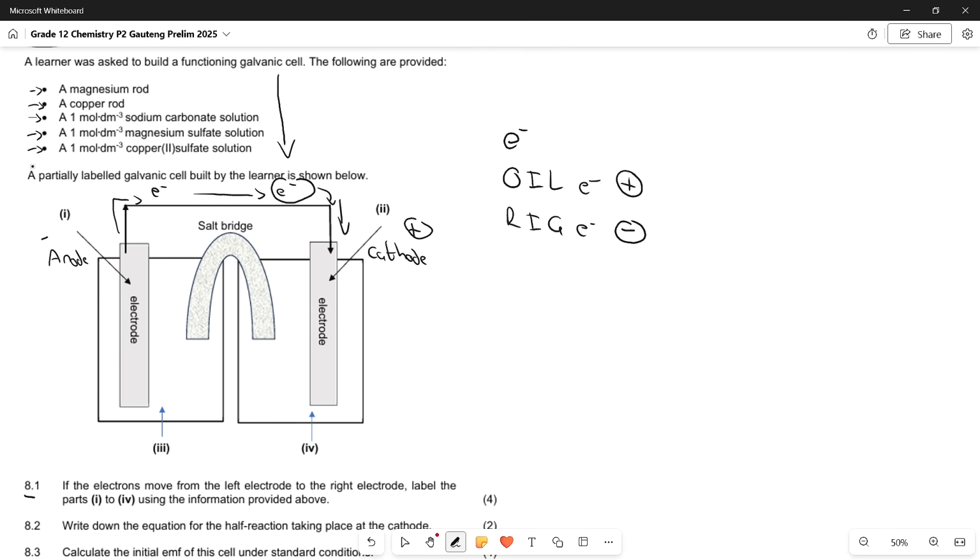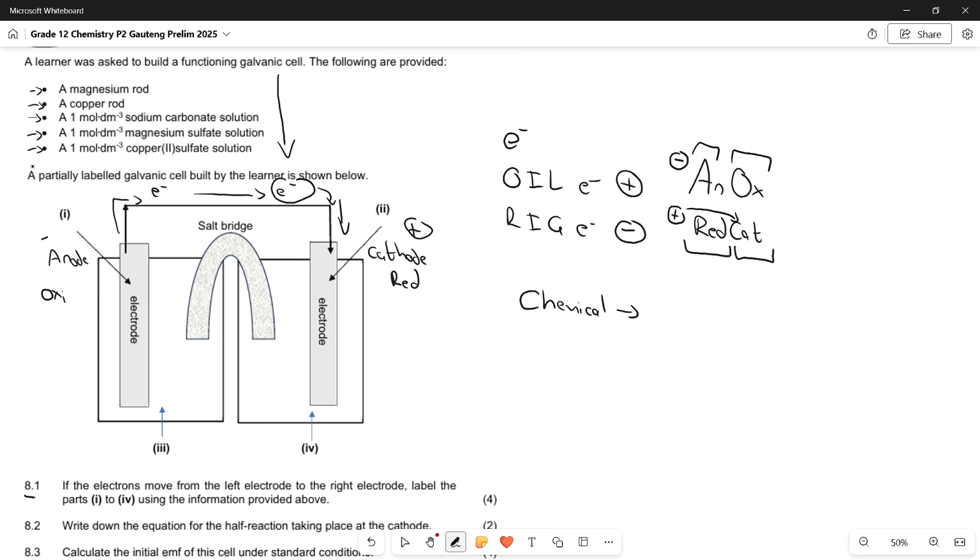Another memory device for this section is NOX and RED CAT. NOX tells us that oxidation occurs at the anode, and RED CAT tells us that reduction takes place at the cathode. So we know this is the cathode, and that means we're going to have reduction here, and we know this is the anode, and therefore we're going to have oxidation here. As we mentioned, an anode is negatively charged in a galvanic cell, and a cathode is positively charged. Another component of a galvanic cell is that it converts chemical energy into electrical energy.